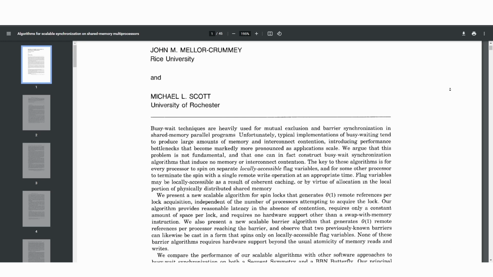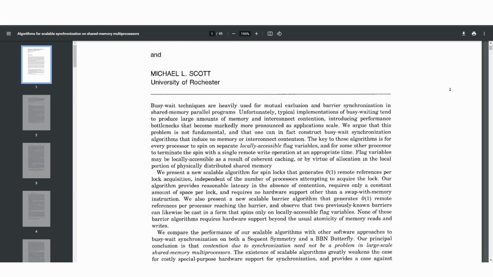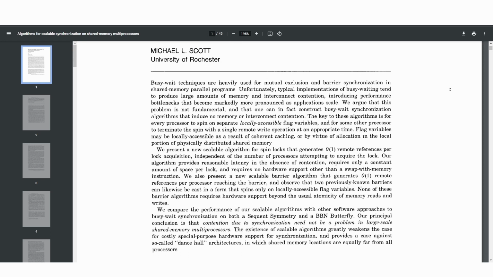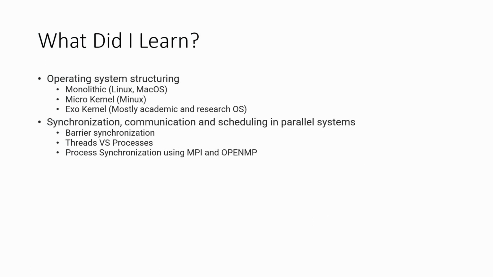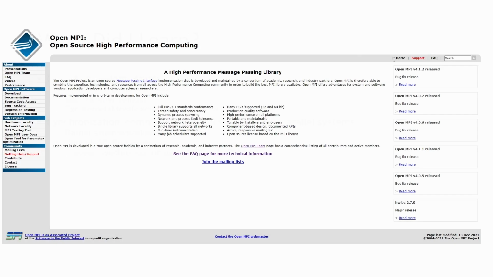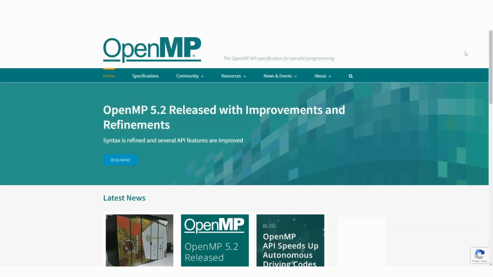And we also talked about synchronization between processes. We use synchronization APIs such as MPI or OpenMP. Those facilitate threads or processes to synchronize.